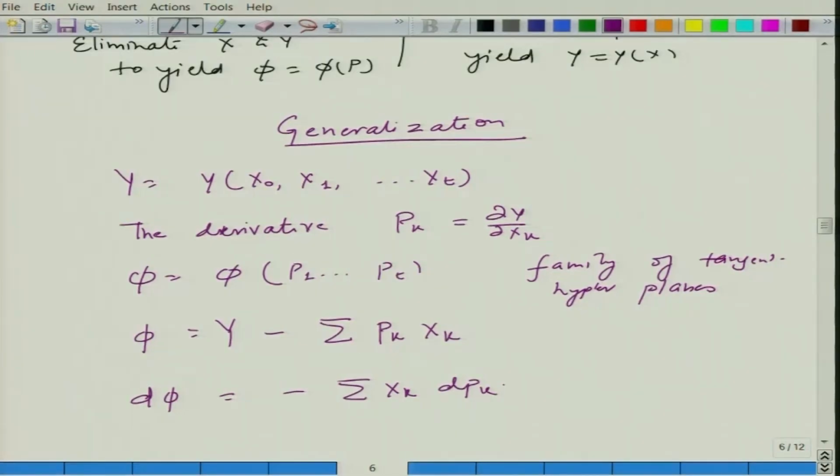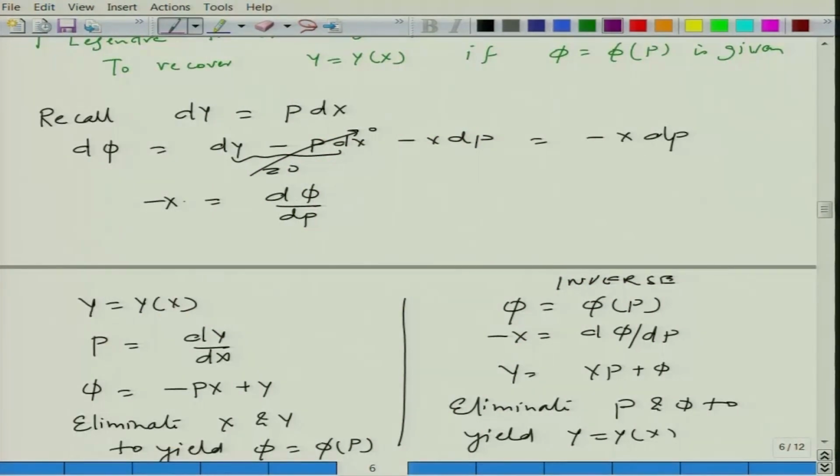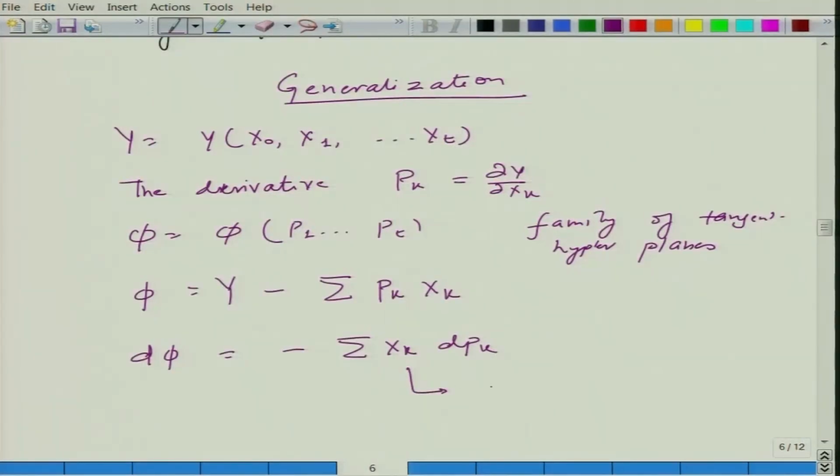So, this is something which is there. So, if you look at the definition of d phi, okay. So, this d phi is nothing but minus x multiplied by dp, right, where x is nothing but the derivative. In this case, when you are considering many variables, the x of k would be nothing but del phi by del pk. Okay. So, again you have to pay attention to the details.